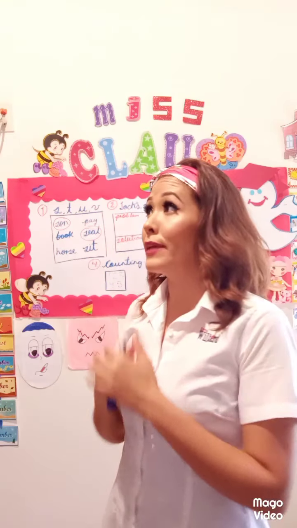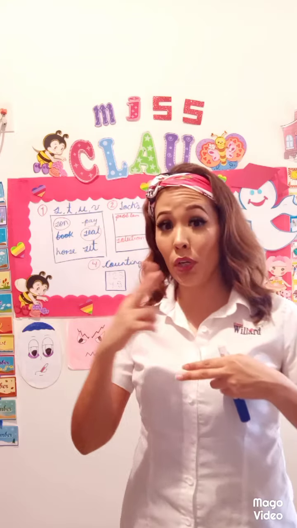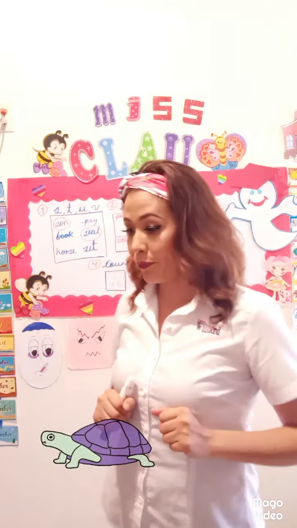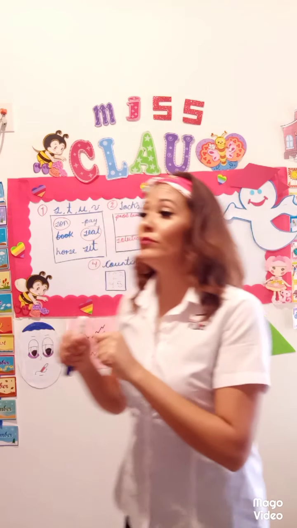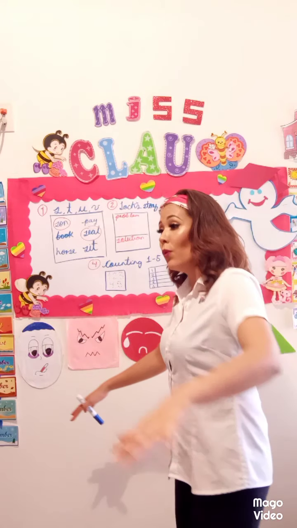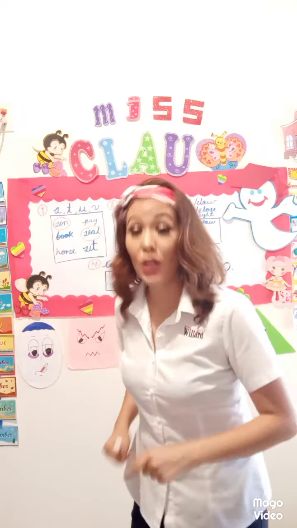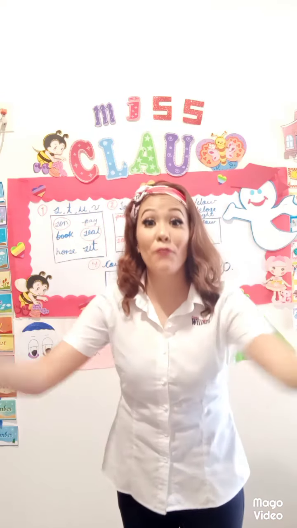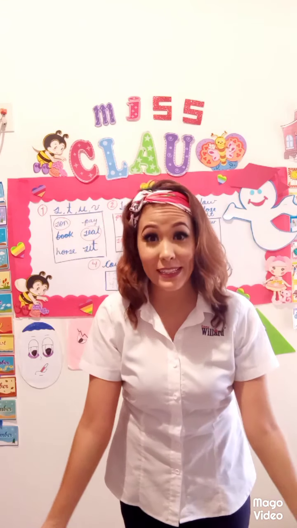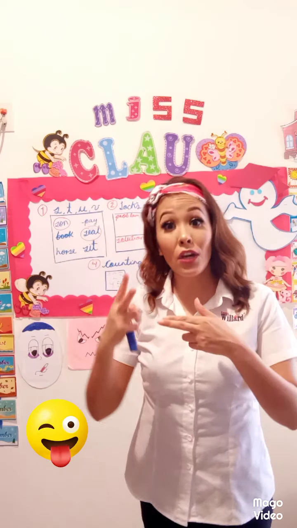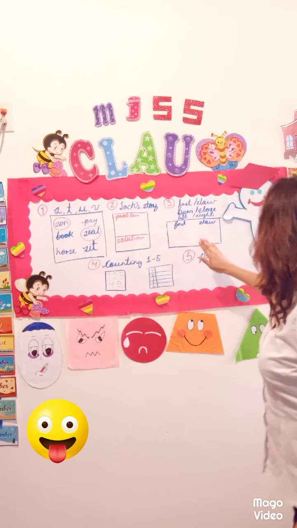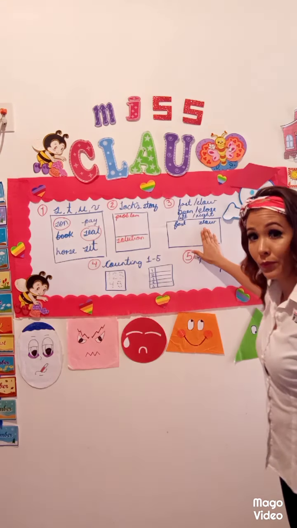So they have to cut. For example, the turtle. Oh, look, the turtle is slow, or fast? You have to imitate, okay? You have to perform for your kids, please. So they have to say, oh, slow. So they can cut and glue the turtle in slow, okay?